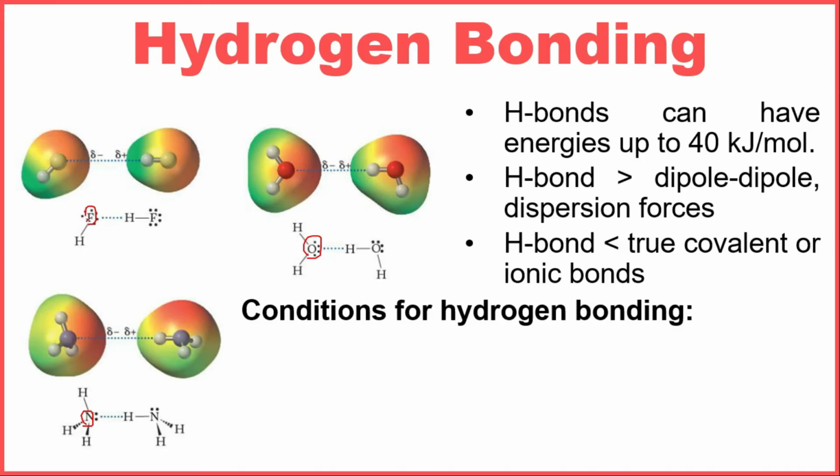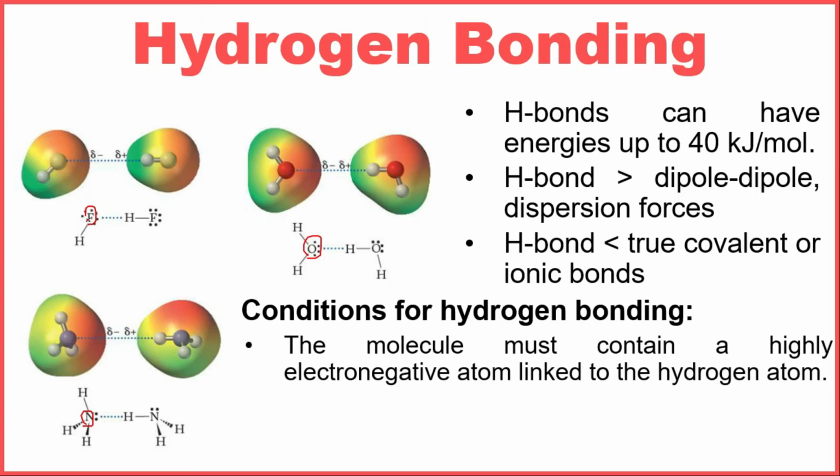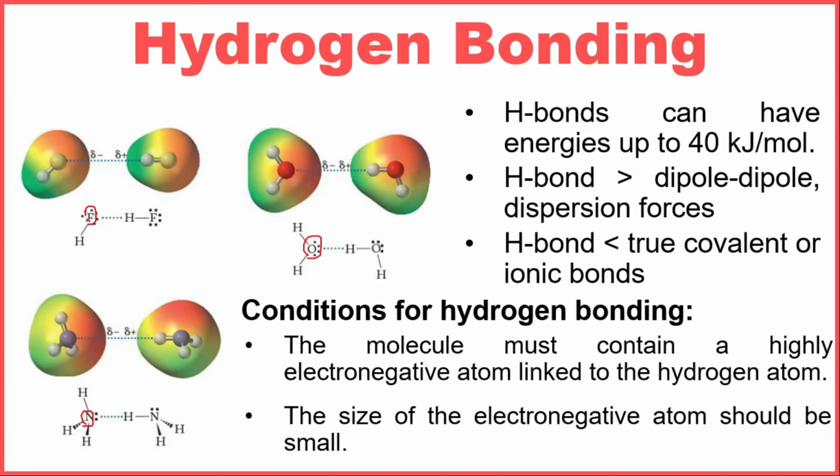So what are the conditions for hydrogen bonding? One is that the molecule must contain a highly electronegative atom linked to a hydrogen atom. The higher the electronegativity is, the greater the polarization of the molecule is. The other condition is the size of the electronegative atom. It should be small. The smaller the size, the greater is the electrostatic attraction.